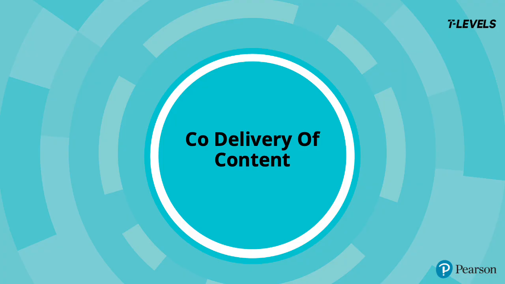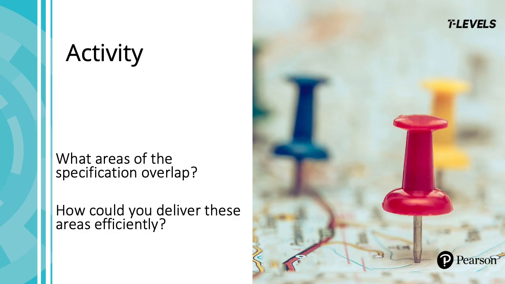One possible way of ensuring content is delivered efficiently is through co-delivery of content. Have a look through the specification. Can you map elements against other aspects? Are there topics that are repeated or that overlap in the specification that could be taught together?